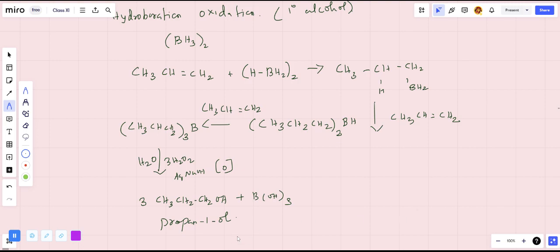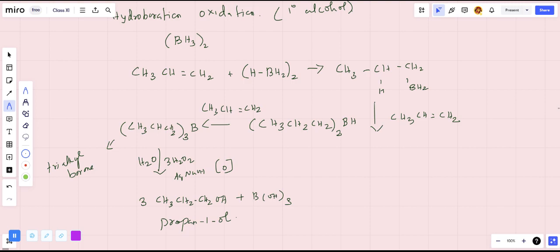First we have to get the trialkyl borane. This trialkyl borane is oxidized to alcohol by treating it with hydrogen peroxide in the presence of aqueous NaOH. We will get propan-1-ol.